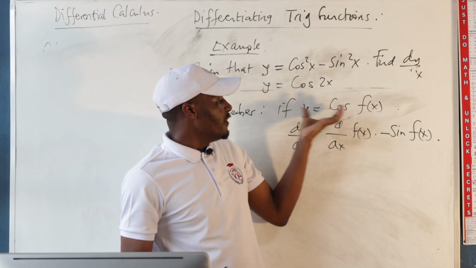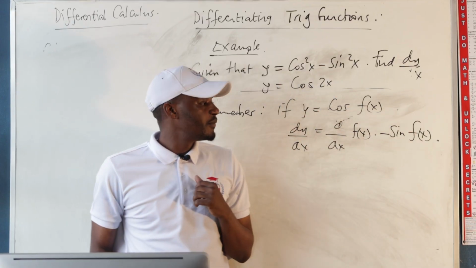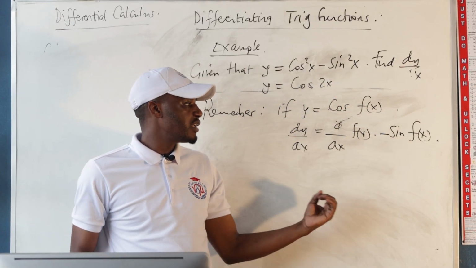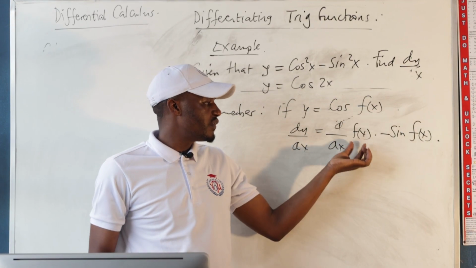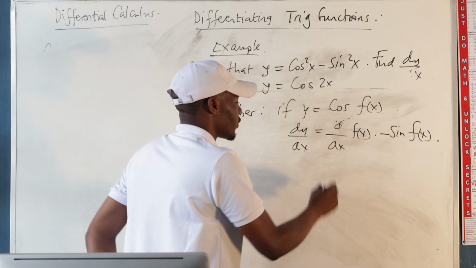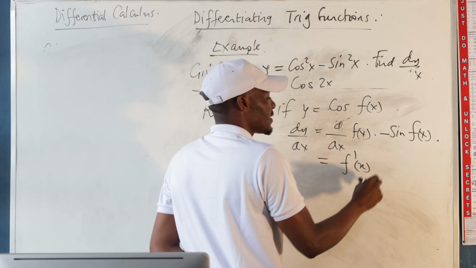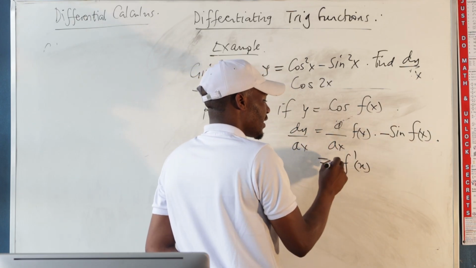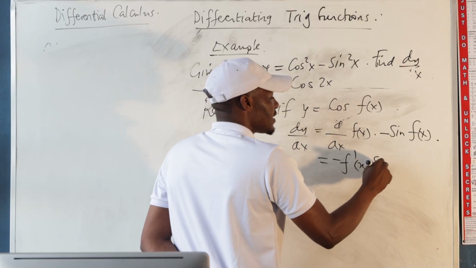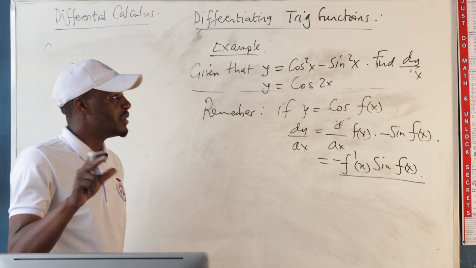So if y is equivalent to cosine of f(x), if you want to find the derivative of this function by chain rule, straight away you find the derivative of f(x) and you multiply by negative sine of f(x). So if you differentiate this, the derivative of f(x) gives you f prime of x times this minus, so it's minus f prime of x times the sine of f(x). So yes, that will be the solution.